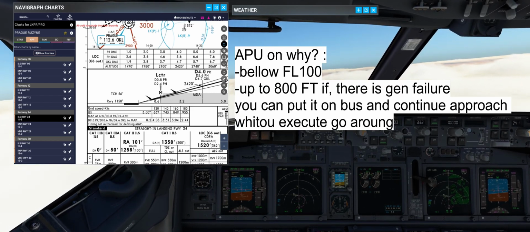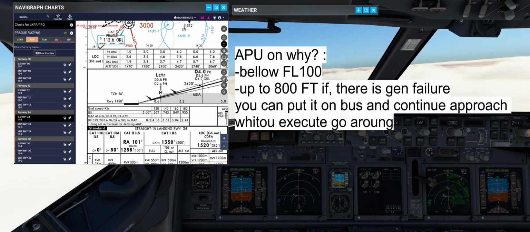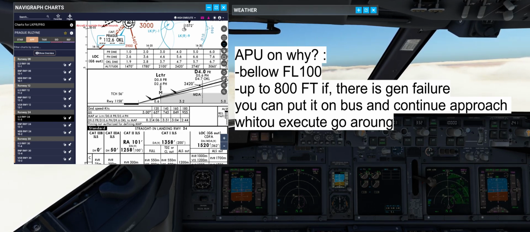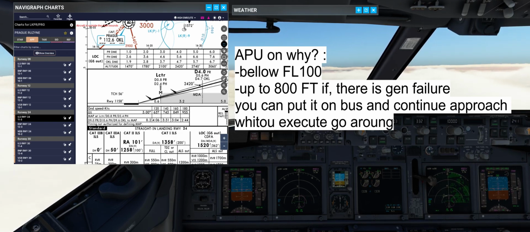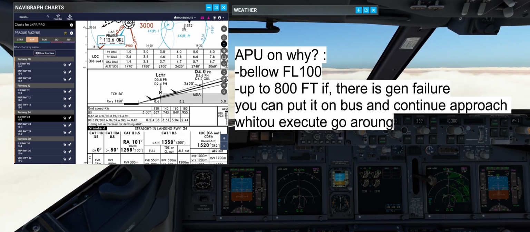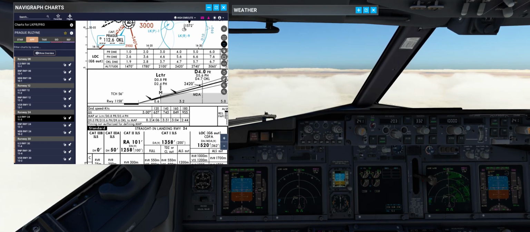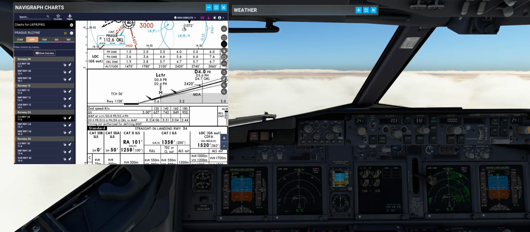Up to 800 feet of radio altitude, if something happens, you may easily put the APU on bus and continue with auto land without any further problems. Otherwise, if you don't have the APU available, you need to execute the go around and make it twice, and it's a really annoying situation. The same procedure applies on the ground, but remember, up to 800 feet of radio altitude. So this is the basic procedure.